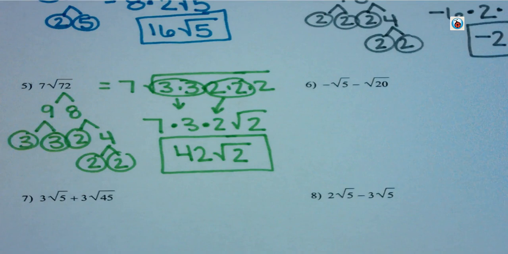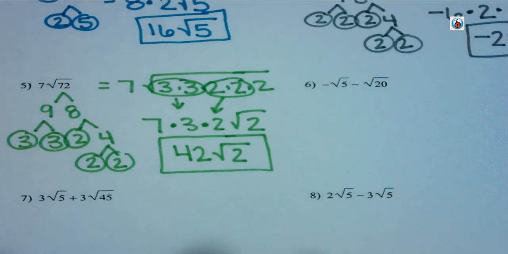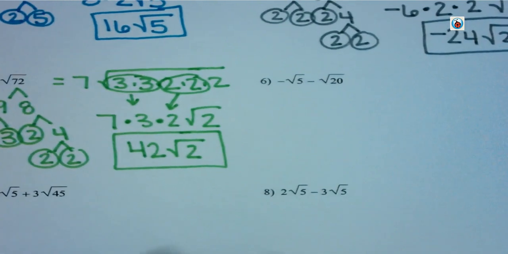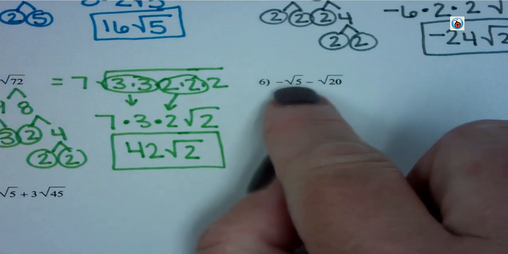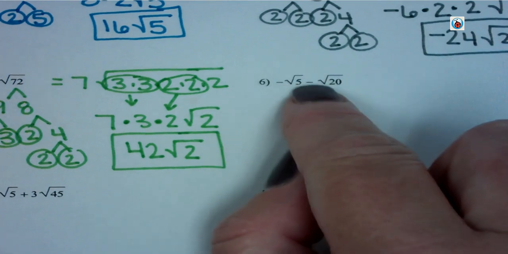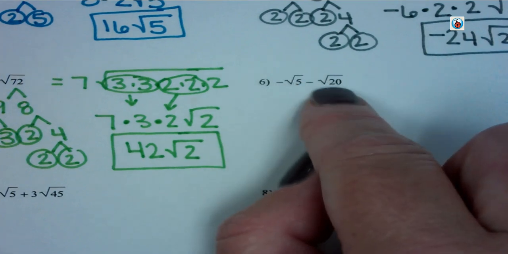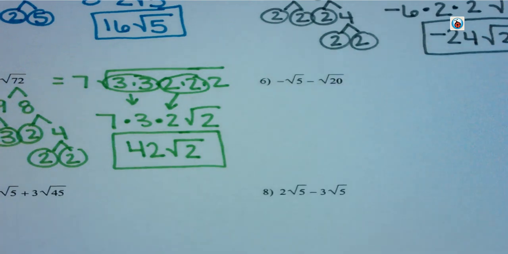Remember, we're just multiplying those outside numbers. Okay, so now we're kind of switching ideas on number 6. Number 6 is subtracting radicals. And for us to subtract radicals, the radicand, the number underneath, has to be the same. Well, this is square root of 5 and square root of 20. They are not the same, so I can't subtract them. So I got to try by simplifying them.